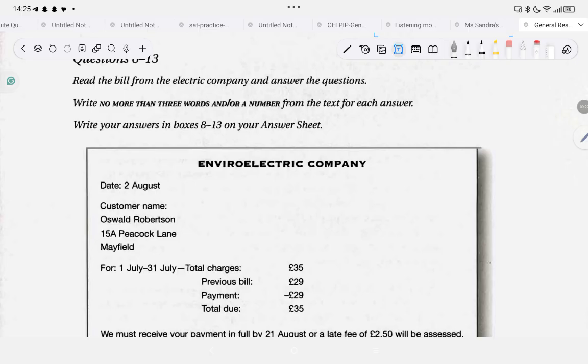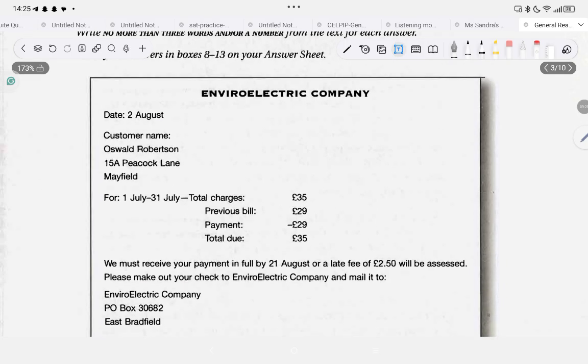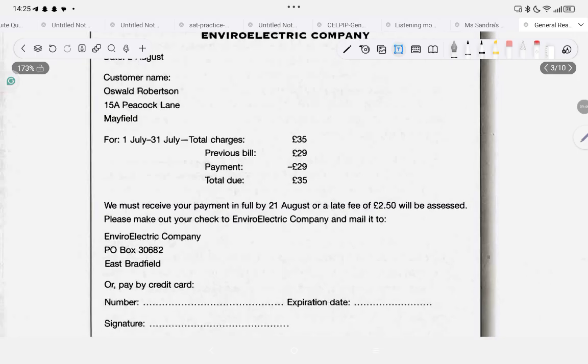Now, this is a bill. We see Enviro Electric Company, date 2nd of August, customer name Oswald Robertson, 15A Peacock Lane is the customer's address, Mayfield. Then we have from July 1st to July 31st, total charges £35, previous bill is £29. The previous bill was £29 and it was paid, so now you're just paying £35 for the new month. We must receive your payment in full by 21st of August, or a late fee of £2.50 will be assessed.